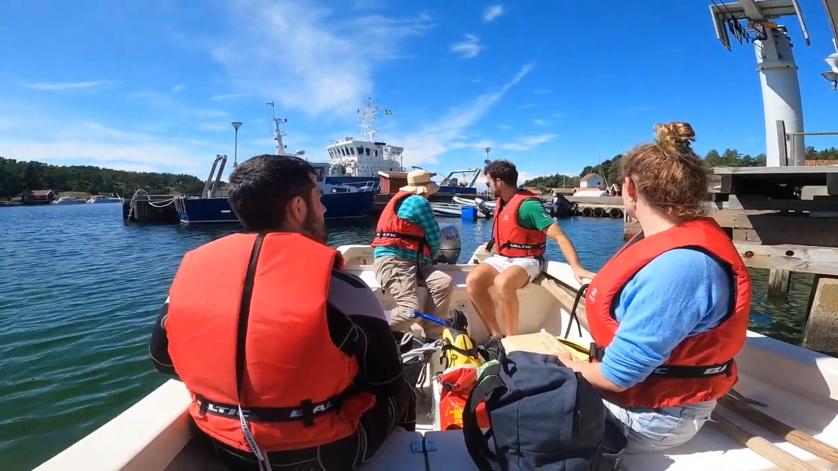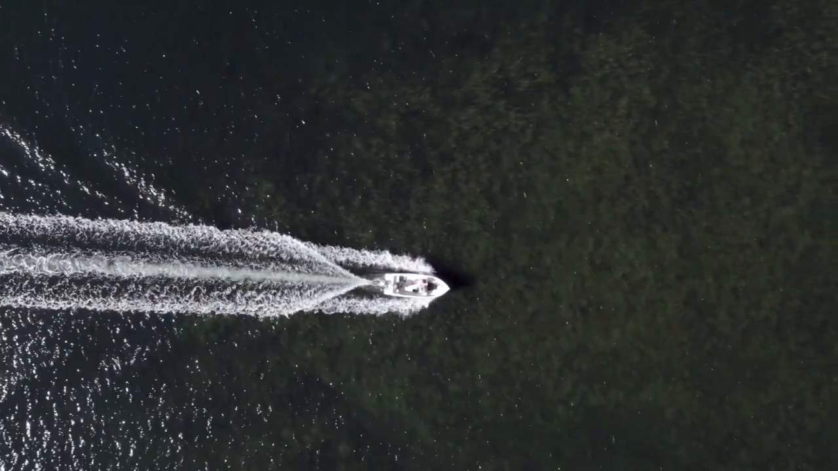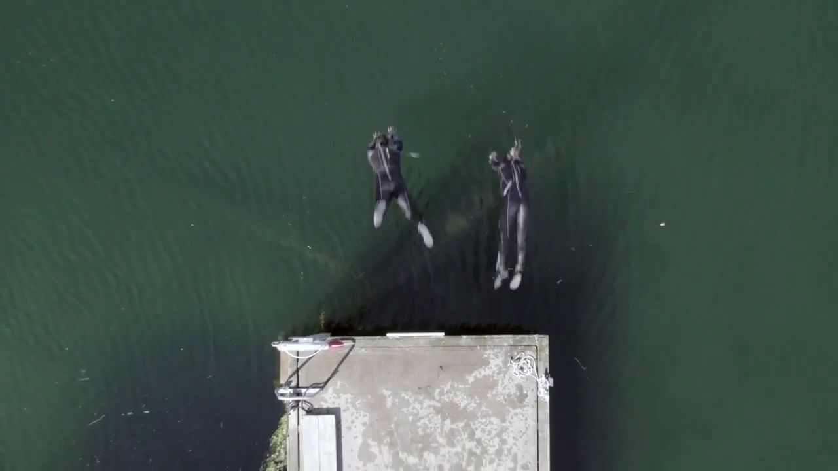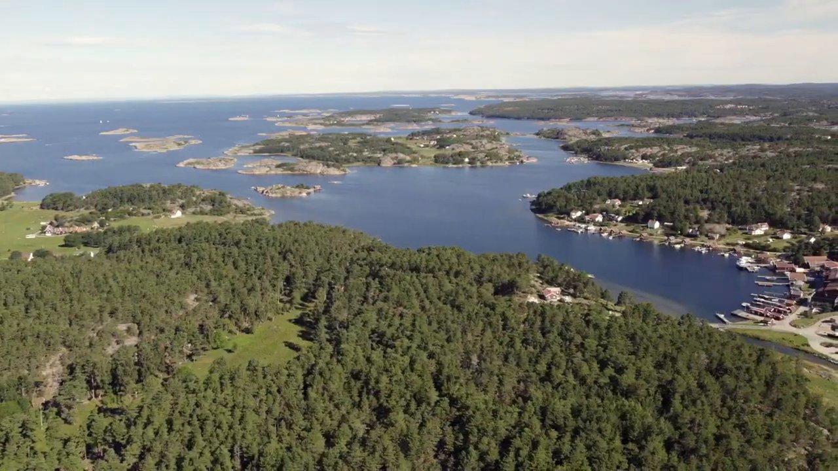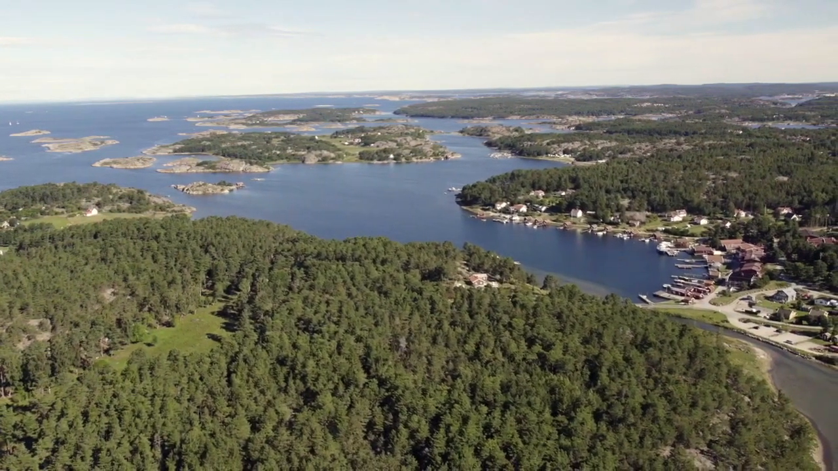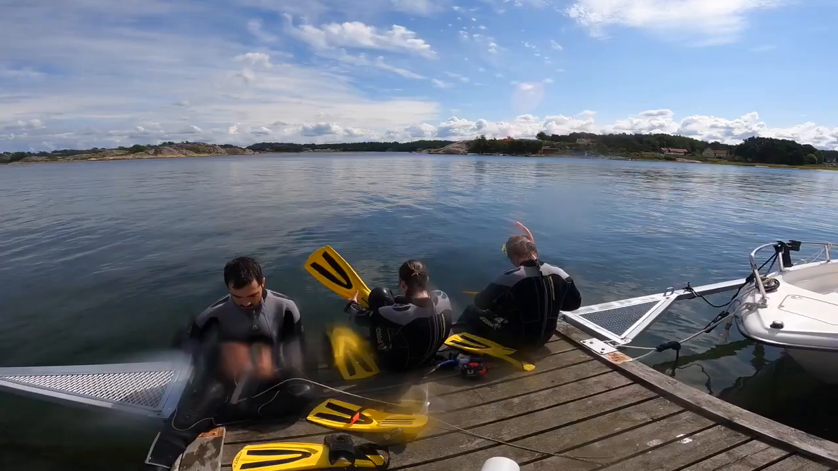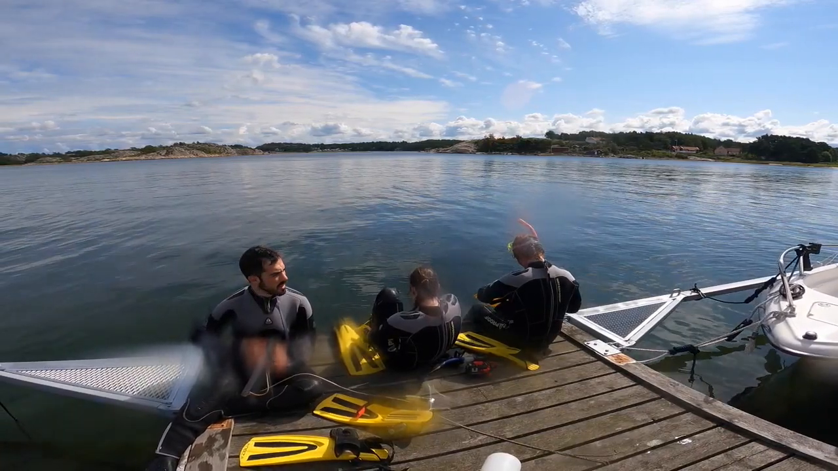The first step to starting our project was to set out to sea to find our target study sites. We did this by boat and by jumping into the water to see what was there. Our study area is in Jarno Bay in Sweden. There are 3 wood, 3 concrete, and 3 rock sites. We used 2 methods to study the benthic biodiversity.